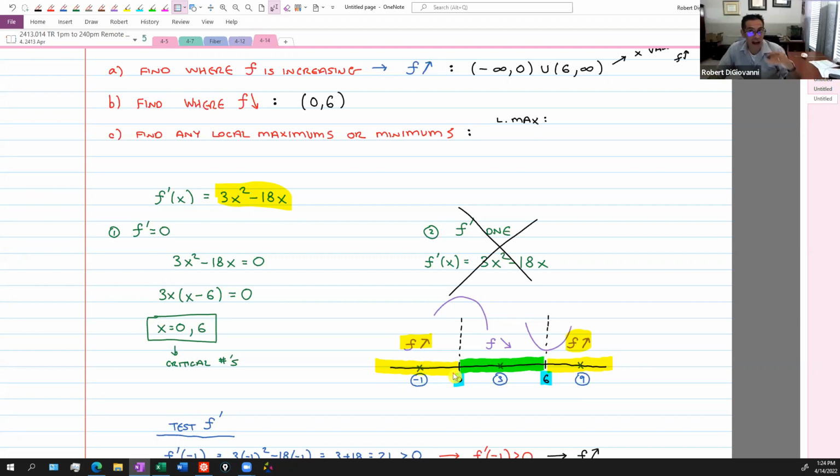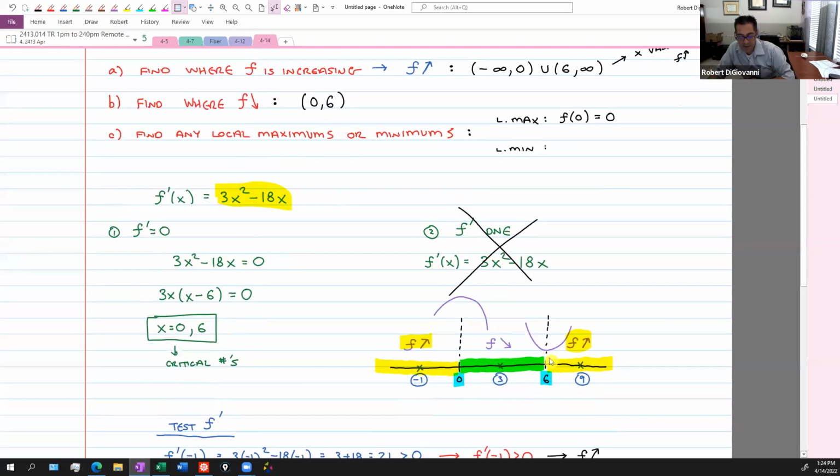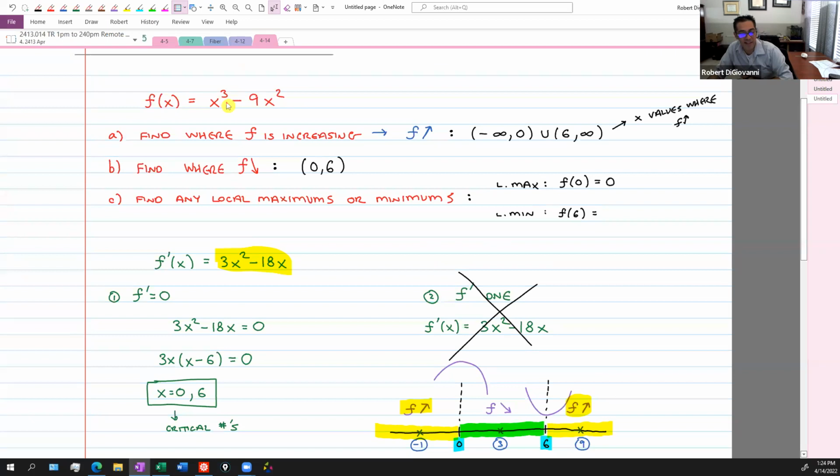If I want to know how high the function goes at 0, I'd have to plug 0 into the original function, wouldn't I? So my local max is at the original function's value at 0. Can you tell me the original function's value at 0? Plug 0 in here. You just get 0, don't you? And then I have a local minimum, and that happens at 6 because we go down and back up. So this happens at f of 6, which means we'd have to plug 6 into this.